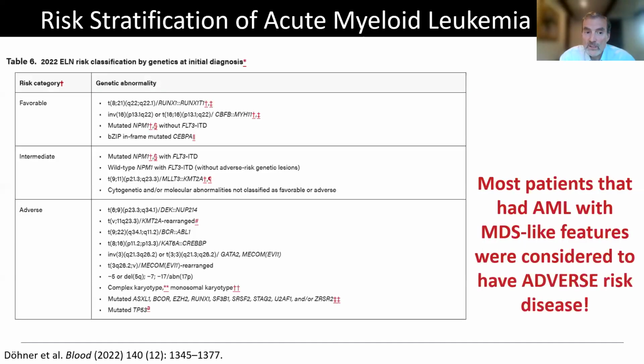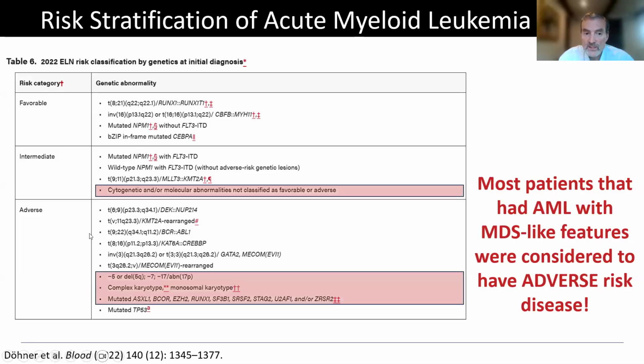So I'll give you an example of where that really made a big difference in a related disorder, acute myeloid leukemia. This is from 2022, when the European group decided they would take a good look at leukemia and do a risk stratification for leukemia based on genetic features. And this is what they came up with. There's a favorable group, an intermediate group, and an adverse group.